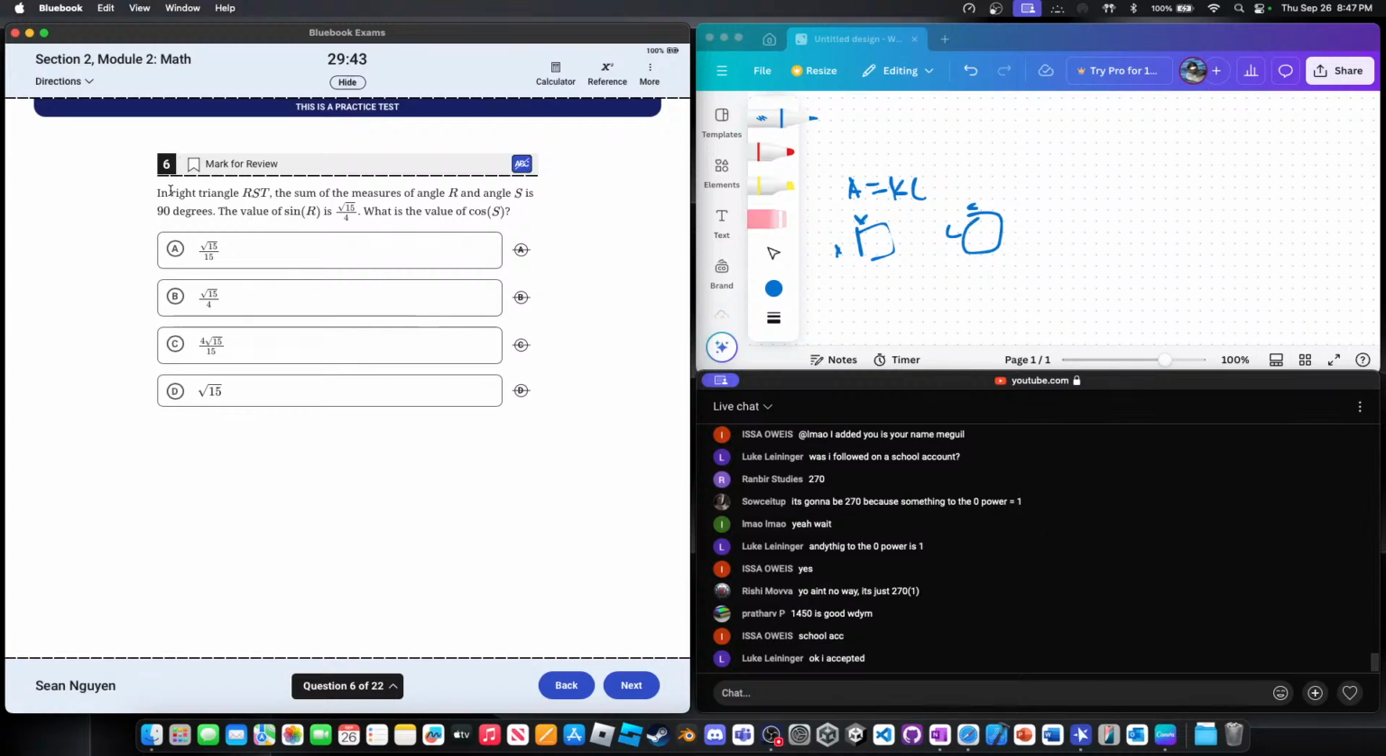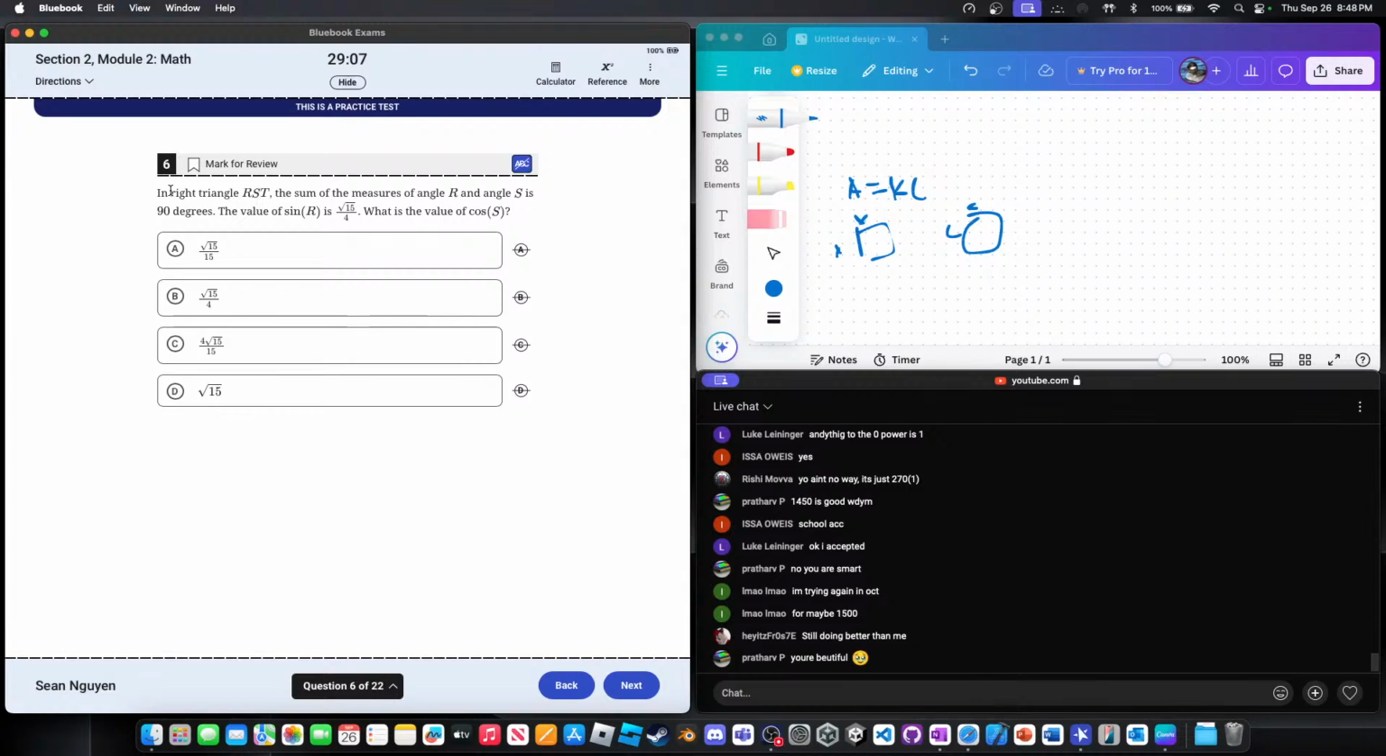Okay, in right triangle RST. Right triangle, 90 degrees. The sum of the measures of angle R and angle S is 90 degrees. The value of sine R is root 15 over 4. What is the value of cosine? Okay, so sine of R. Wait, the measures of angle R and angle S is 90. Oh, wait, what? How can there be two 90-degree angles? What the heck?